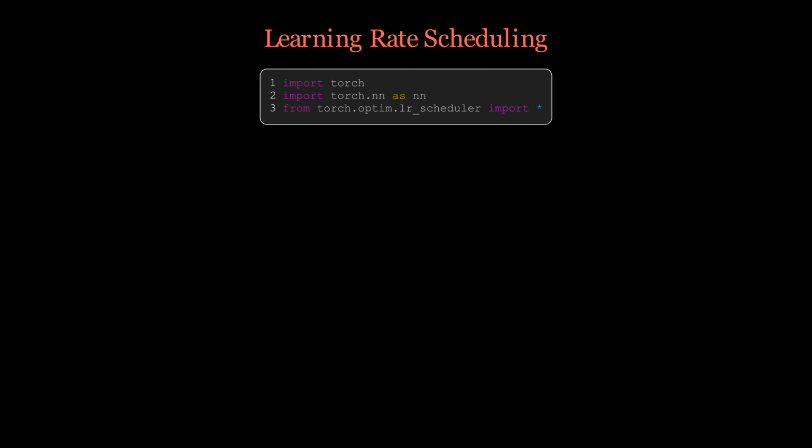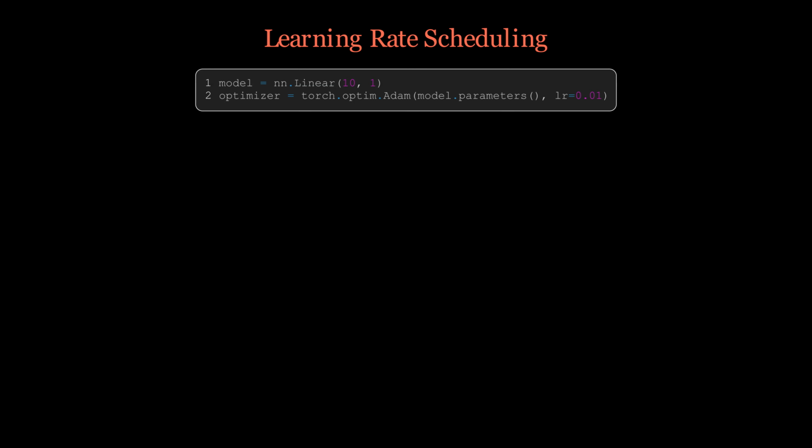In practice, we often use learning rate scheduling, starting with a higher learning rate and gradually reducing it during training. This combines the benefits of fast initial learning with stable fine-tuning toward the end. First, we import PyTorch and learning rate schedulers. Next, we set up a simple model and an Adam optimizer.